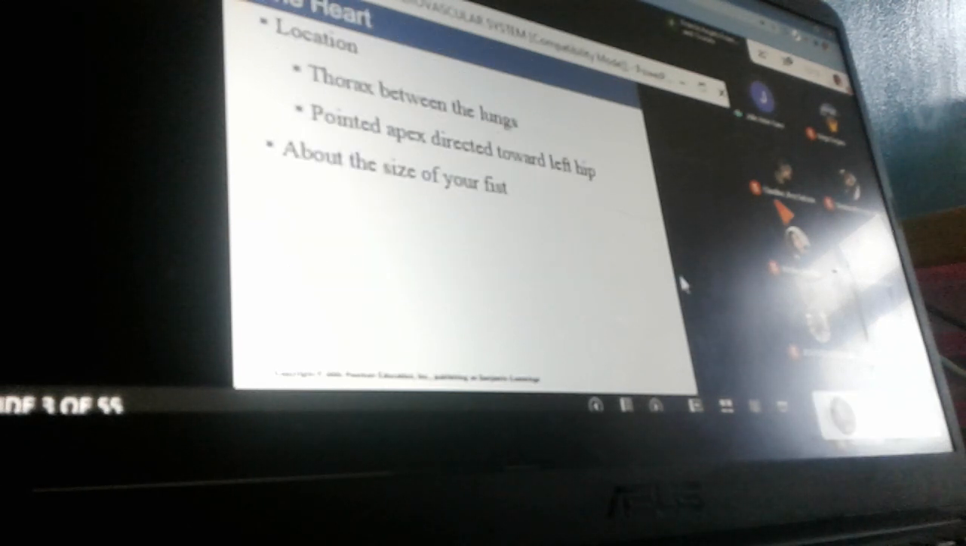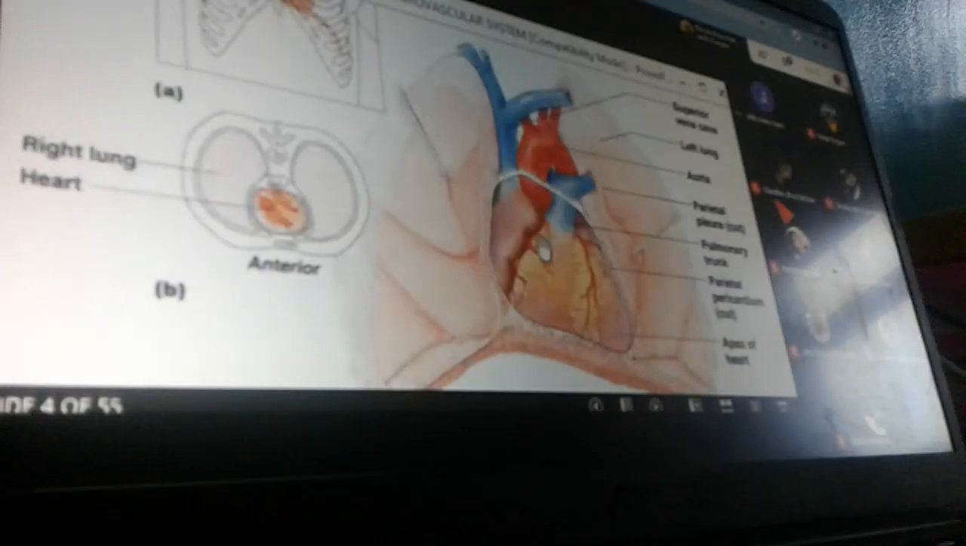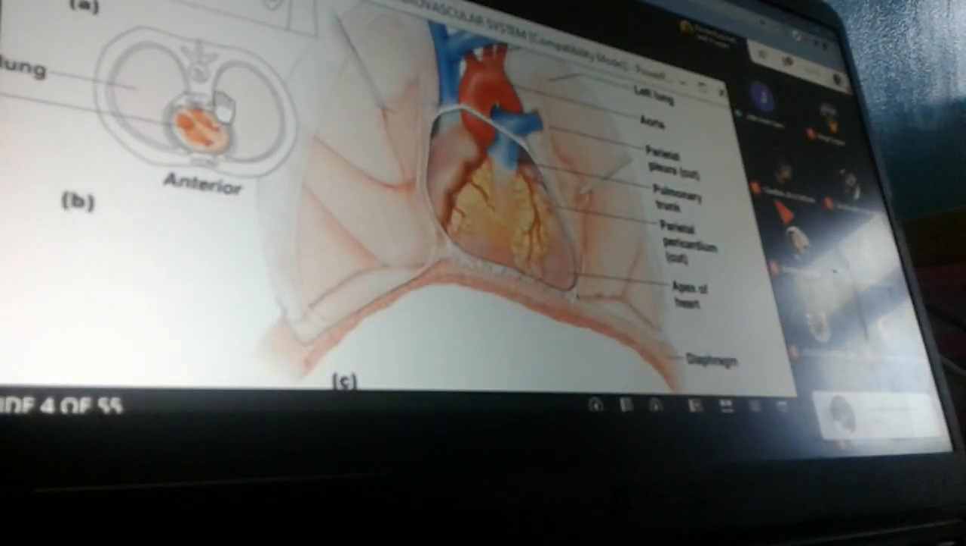So first, let's talk about the heart. So the heart, class, is located sa ating thoracic cavity between the lungs. Okay? So the pointed apex or yung tip ng ating heart is directed towards the left hip. So ito yun siya. So ito yung heart natin, di ba? Ito yung thoracic cavity. Then ito yung lungs natin. So sa gitna niyan, si heart.